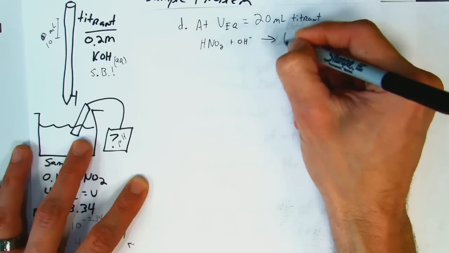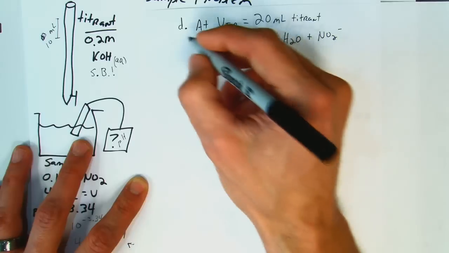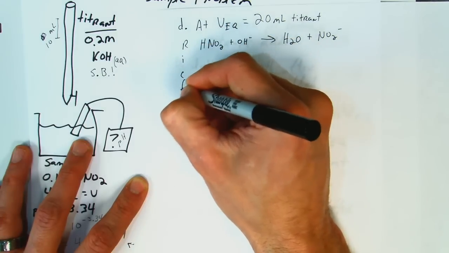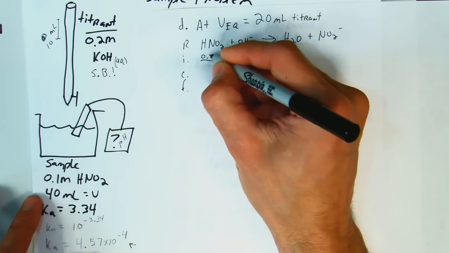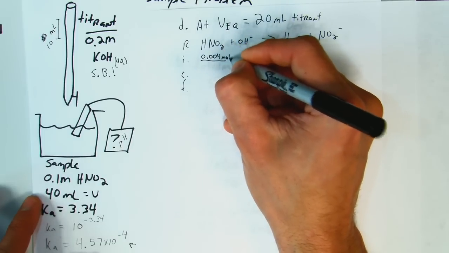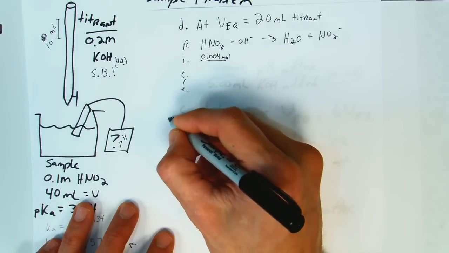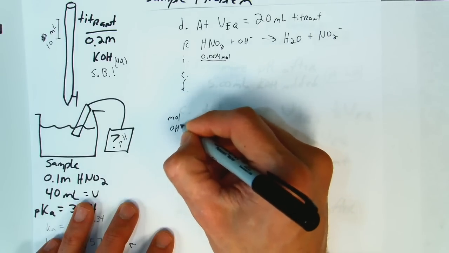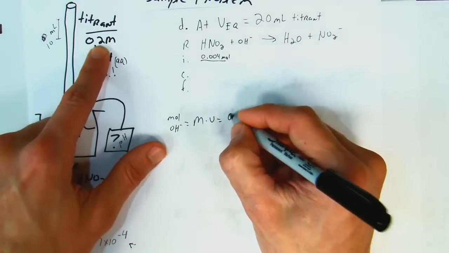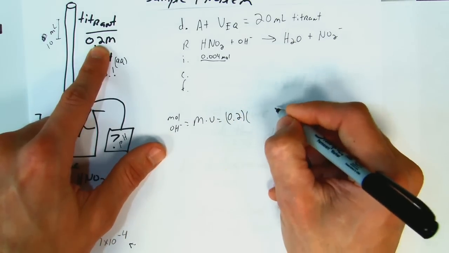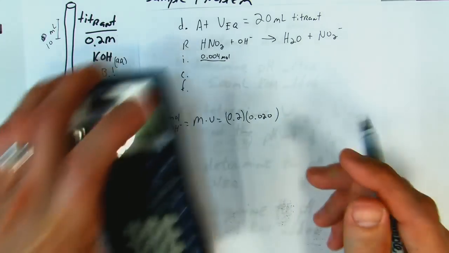So we start with the normal approach. We rewrite our equation, and we do the RICF business, right? All along we've been saying that we have 0.004 moles of this, but we need to figure out how many moles of OH we've added at this point. Again, moles is always molarity times volume. Now, the titrant molarity is 0.2, and if I'm at 20 milliliters added, I have 0.02 liters.